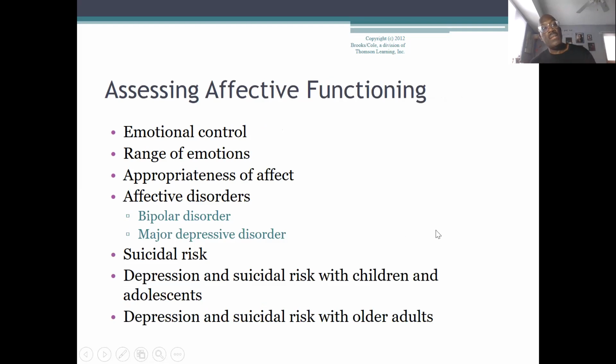Affect and assessing affective functioning. When we're thinking about affect, keep in mind that affect means mood. It's another word for that particular piece. So it's about looking at affective functioning, including emotional control. Are people able to reasonably handle themselves in emotional situations? Are the ranges of emotions appropriate? We do have affective disorders as well. Two of the major ones we see quite a bit from a mental health standpoint are bipolar disorder and major depressive disorder.